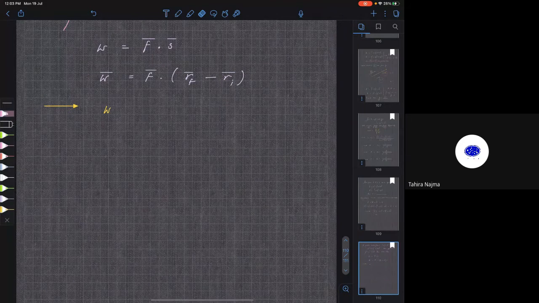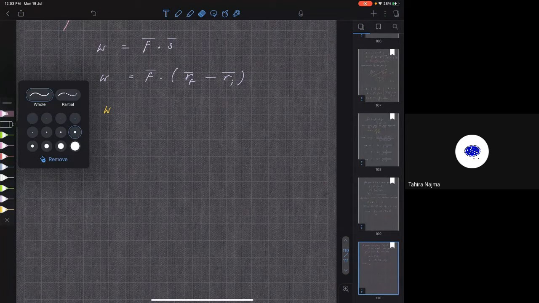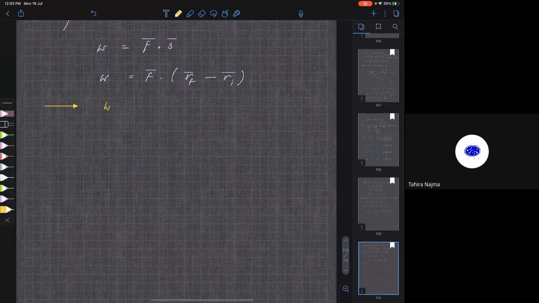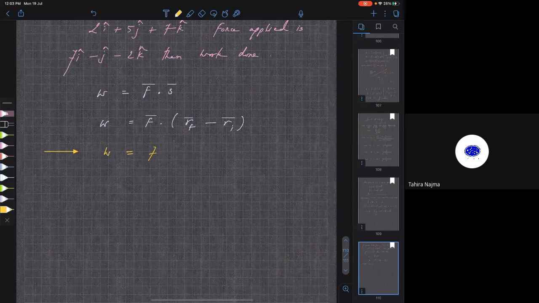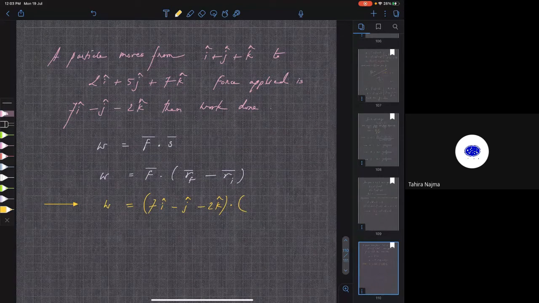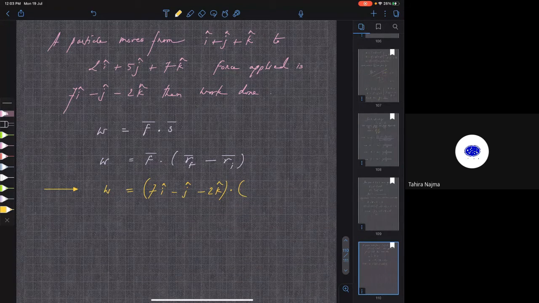Sorry, there will be no vector on work done because work done is a scalar and dot product is a scalar product. Tell me what is force? 7i cap minus j cap minus 2k cap. Dot product of final position minus initial position. You tell me directly what is the answer. So it is i cap plus 4j cap plus 6k cap. Agreed? Because that is what final minus initial is.